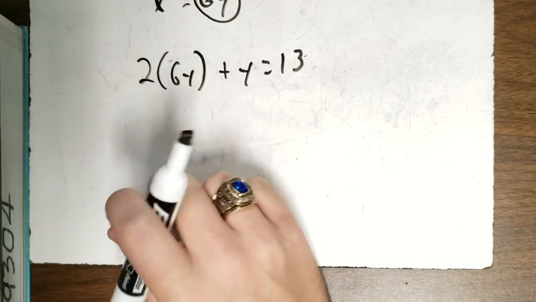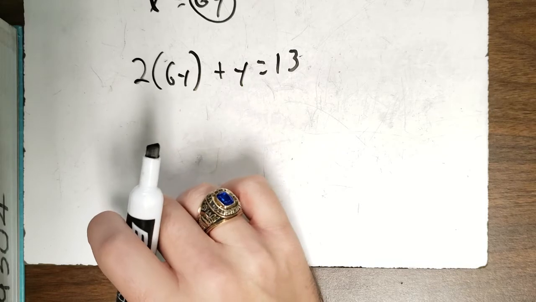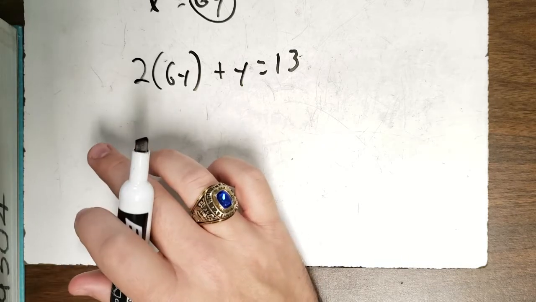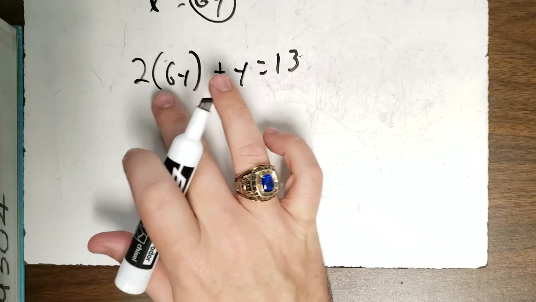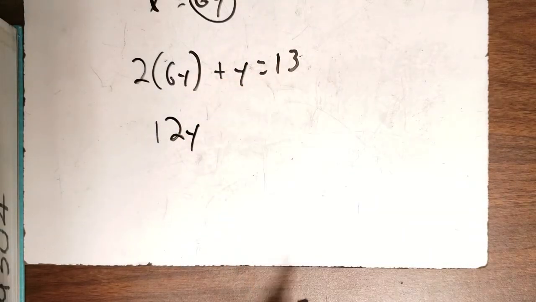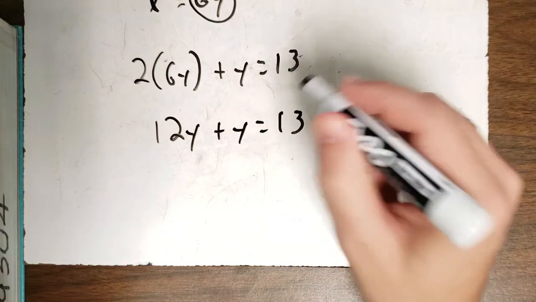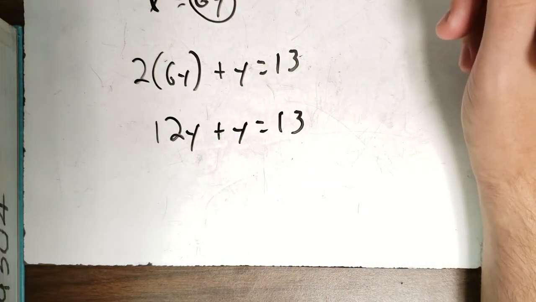2 times 6y. So remember, you can multiply on like terms, right? You can multiply and divide them. You just can't add or subtract them. So let's multiply. 2 times 6y. 2 times 6 is 12, and then the y stays attached to it. Bring down the rest of the problem. 12y plus y equals 13.